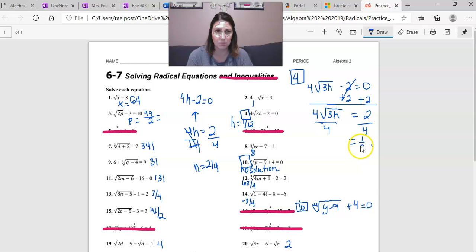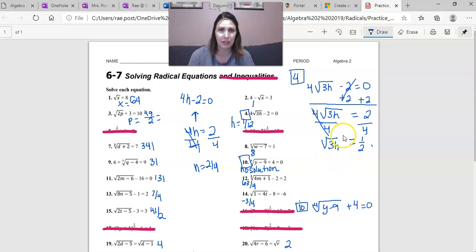And honestly, I'm just going to simplify it because I like my number smaller. When you divide by 4, the 4s are going to cancel and you're just going to be left with the square root of 3h over here. So yes, you did isolate your radical now. Right now your radical is isolated. And so you have the square root of 3h is equal to 1/2. You're not done, you haven't solved for h.